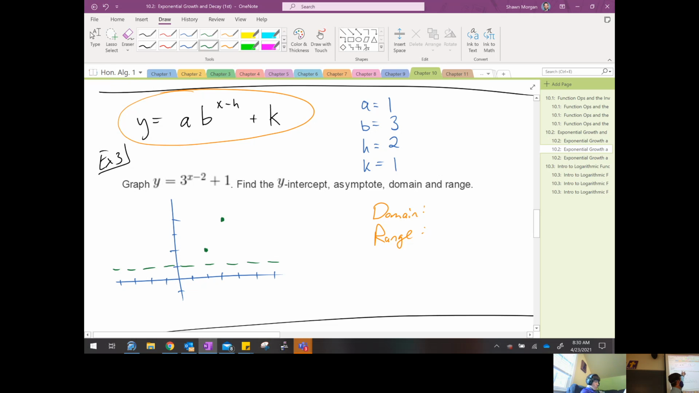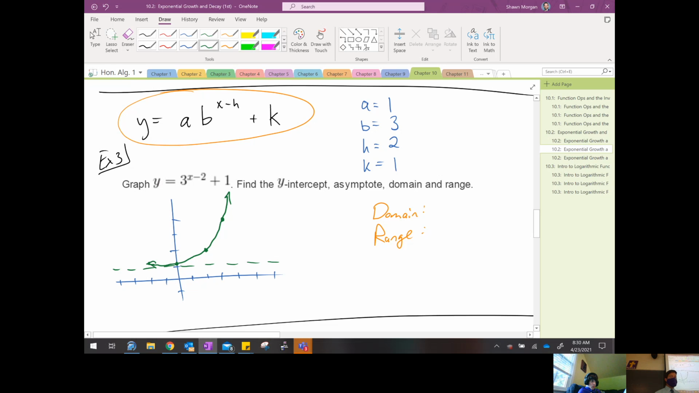Okay, 0 minus 2 is -2. 3 to the -2 is 1/9. 1/9 plus 1 is just a little bit higher than 1, right? So I already can tell this curve is behaving in that manner. So we got it sketched out.